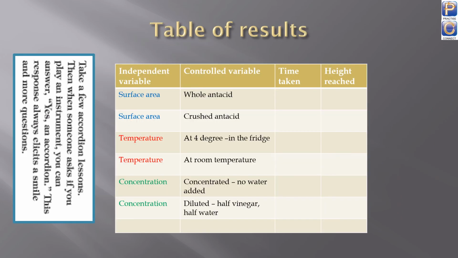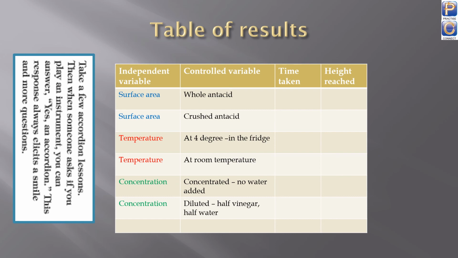Okay. Here's a little table to help you. This is basically your results table. You look at surface area. You want a whole tablet and crushed up tablet. If you can only find bicarbonate or something in your cupboard and that's powdered form, see if you can try and sort of squeeze it together, compress it a little bit to sort of make a tablet, because that's effectively how tablets are made.